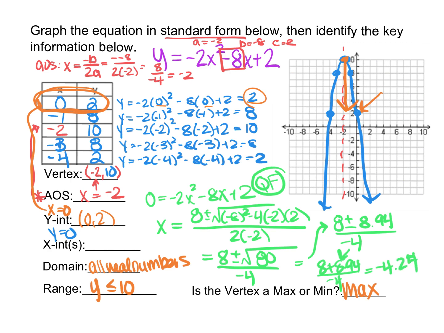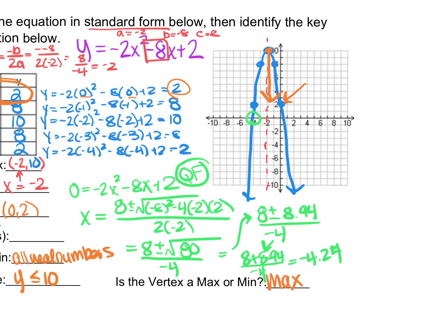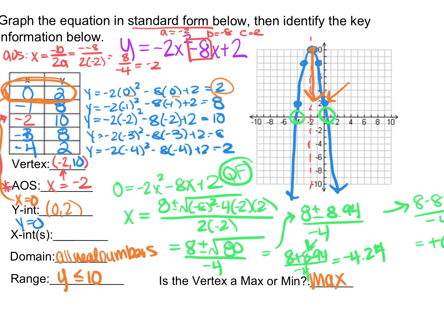4.24, which you can see is about right there. And then if I move this over a little bit, I can also do 8 minus 8.94 and divide it by negative 4, which gives me about a positive 0.24, which I can see is about right there. So getting those two x-intercepts, I have negative 4.24, comma 0, and positive 0.24, comma 0. So we can use our quadratic solving strategies to help us find these x-intercept points.